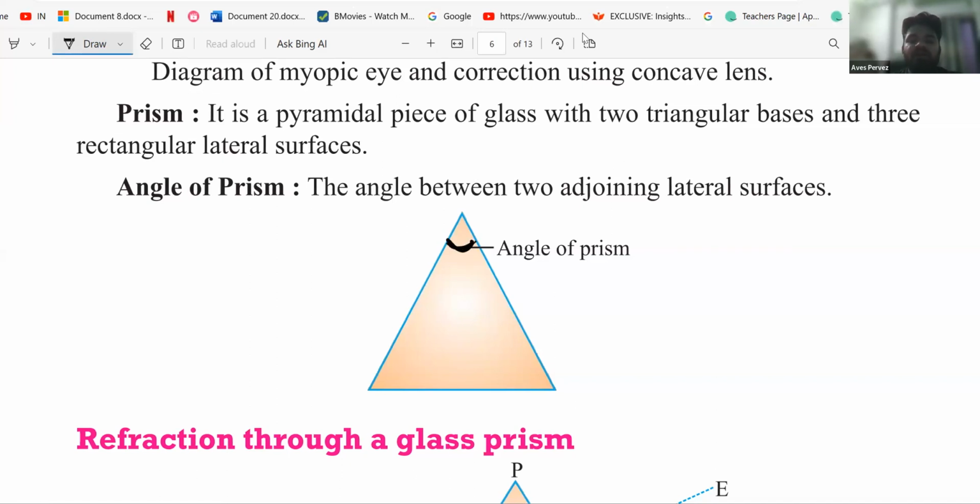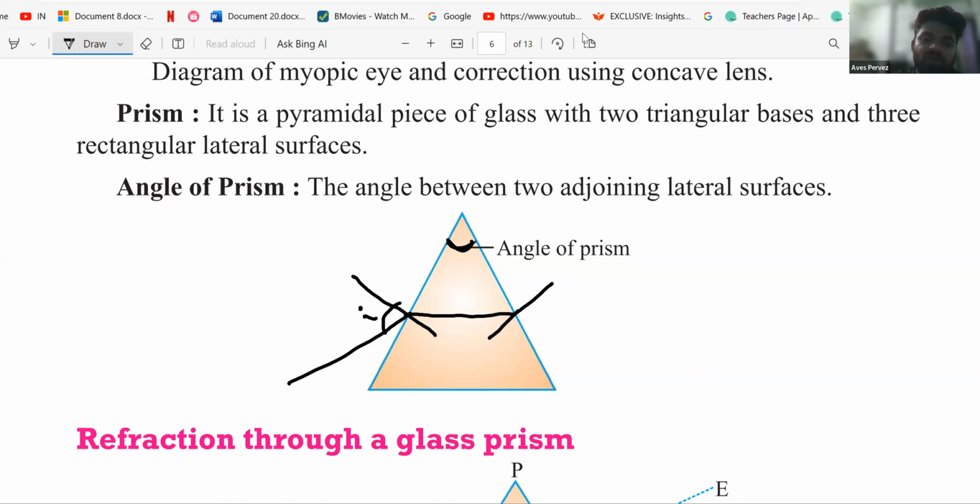Whenever light is incident like this, if we draw the normal on the surface, then this is the angle of incidence. Since it is entering a denser medium, it should not go straight, it should bend towards the normal. So this is the normal, and it bends like this. And then again, if I draw the normal over here, it should bend again.